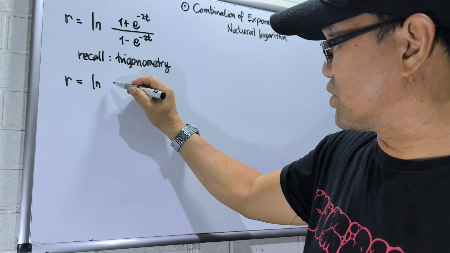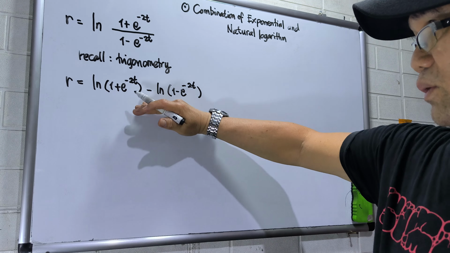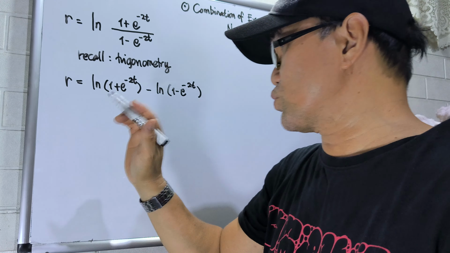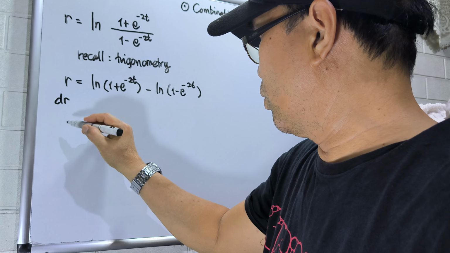I'll just write circle brackets. And then this will be minus ln. When we say minus, that will be division, right? Then this will be (1 minus e raised to the negative 2t). Okay? So I will now start differentiating both sides. So this will be dr over dt.